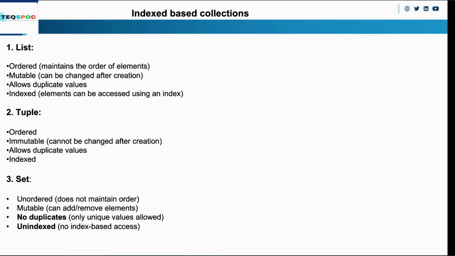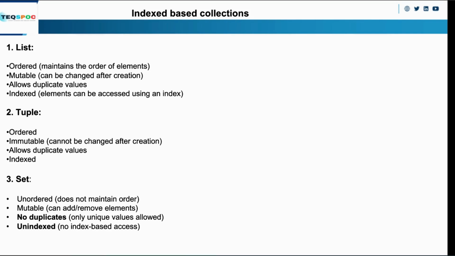Mutable means, as the name suggests, it can be changed after creation. It can be altered and modified. I can simply add or remove any elements from the list. So that's one feature. The third one is that it allows duplicate values as well. So I can have a list with a duplicate integer more than once, two, three, four, n number of times. Similarly with string values.